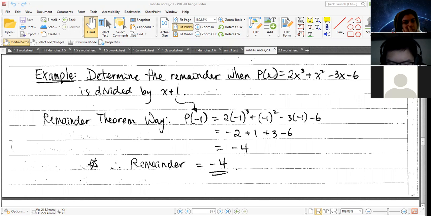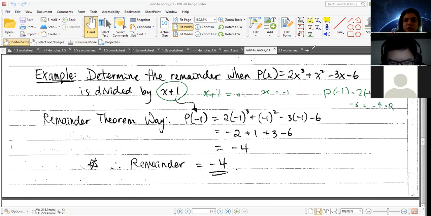So what we do is, p(x) is divided by x plus 1. You need to find the zero here. So x plus 1 equals 0, so x equals what? Negative 1. Then you find p of negative 1. P of negative 1 is when, instead of the x, you replace it by negative 1, plus negative 1 squared, minus 3, negative 1, minus 6. So this gives you negative 4. So here it gives you the remainder.